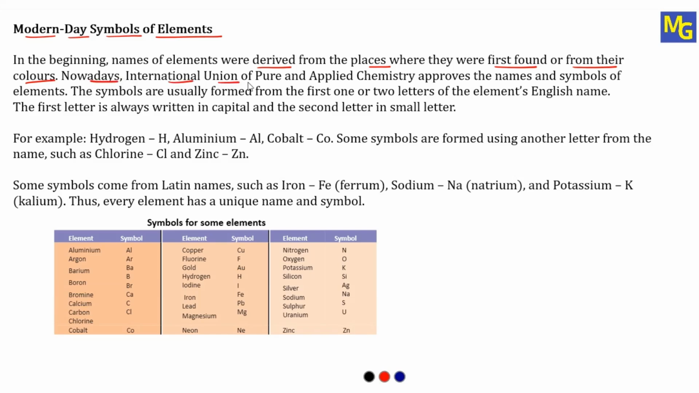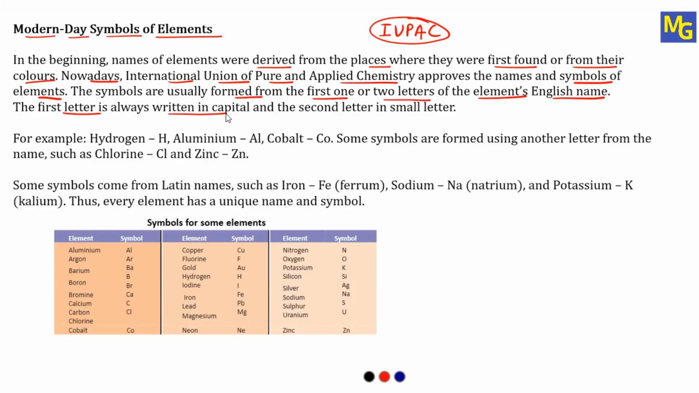Nowadays, the International Union of Pure and Applied Chemistry, that is IUPAC, approves the names and symbols of elements. So this system has given the proper way of naming a particular element. See here, the symbols are usually formed from the first one or two letters of the element's English name. So if the element has an English name, from that English name, we either use the first letter or the first two letters.